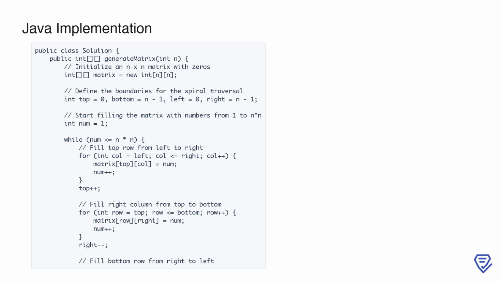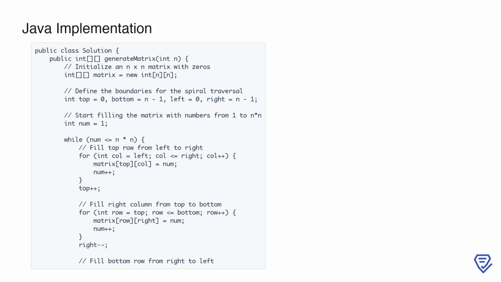Entering the while loop, we continue filling the matrix as long as number is less than or equal to n squared. First, we fill the top row by iterating from the left boundary to the right boundary, assigning each cell the current value of number and incrementing number with each step.